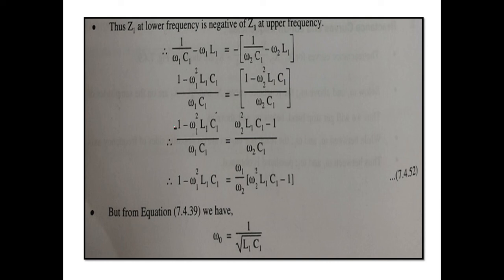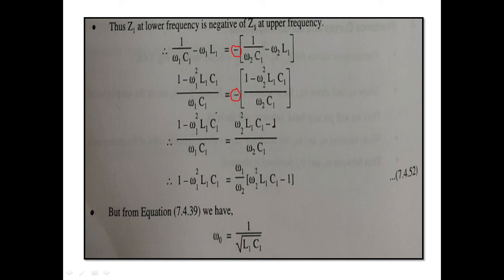That's why (1 - ω1² L1 C1)/(ω1 C1) is equal to, just to change the sign, (ω2² L1 C1 - 1)/(ω2 C1). Then this minus sign will vanish by changing the position or rearranging the equation, to make the negative sign disappear.